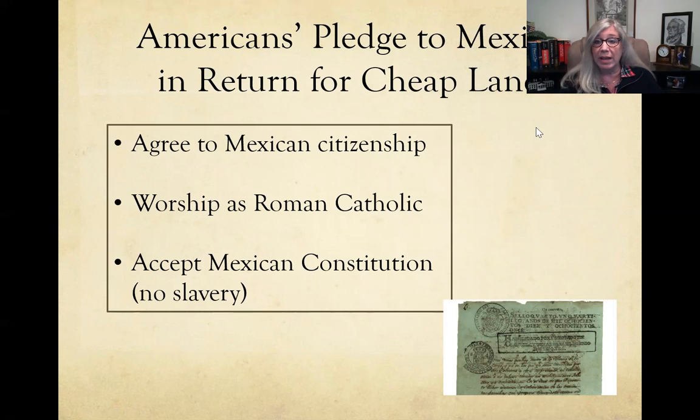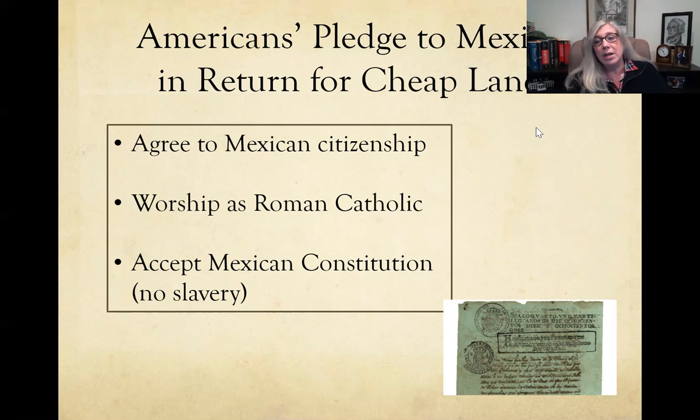In return for the land grant, here is what the Americans needed to agree to. They had to agree to Mexican citizenship because, again, what they would be producing in Tejas would be part of the Mexican export system. They also had to agree to worship as Roman Catholics, and they also had to agree to the Mexican Constitution, which banned slavery.